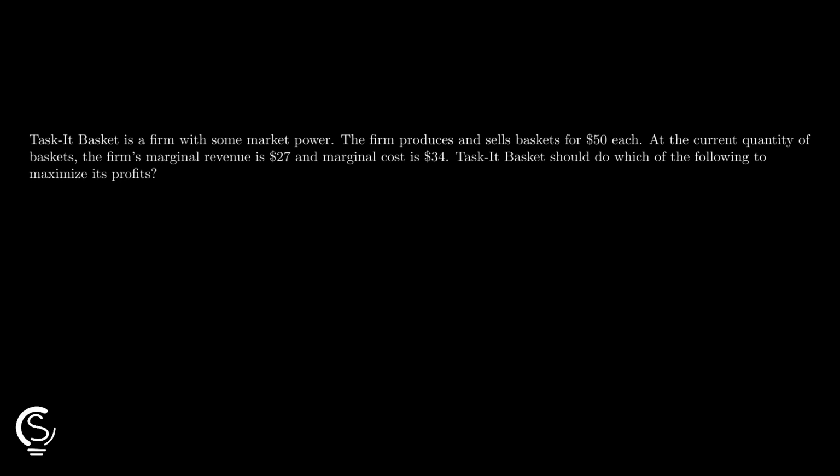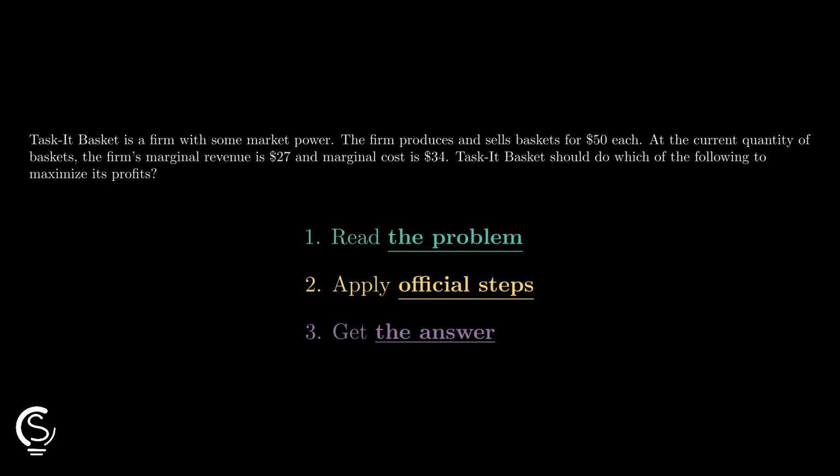Task: It's a basket profit maximization check, and this goes fast. Compare marginal revenue and marginal cost at the current output, then choose the direction.